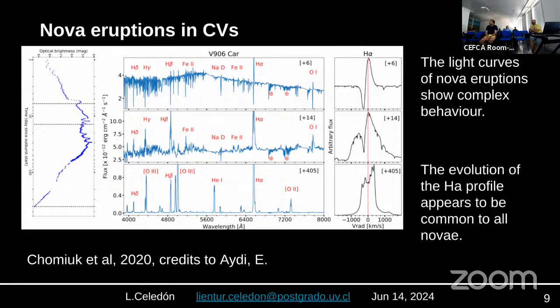Abundance, there is always an overabundance of the CNO elements by several orders of magnitude compared to solar. Temperature, density, I don't have a number in mind. Okay.